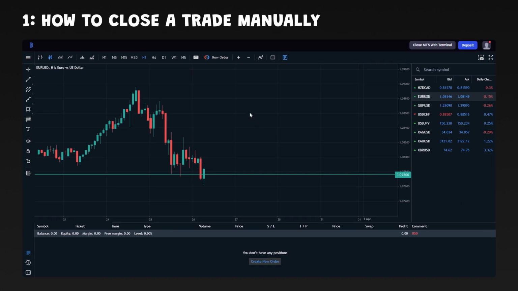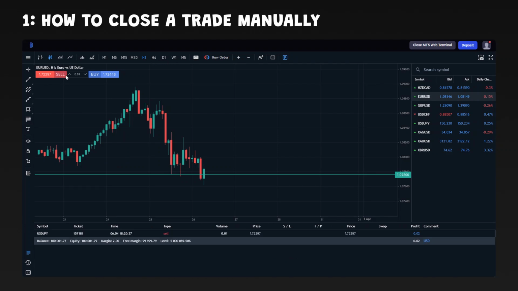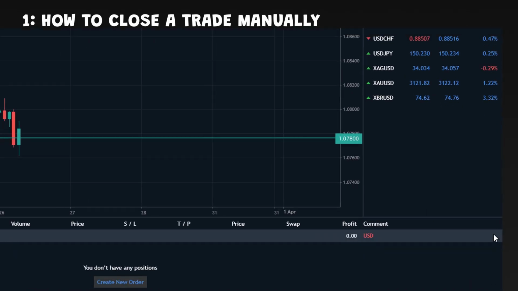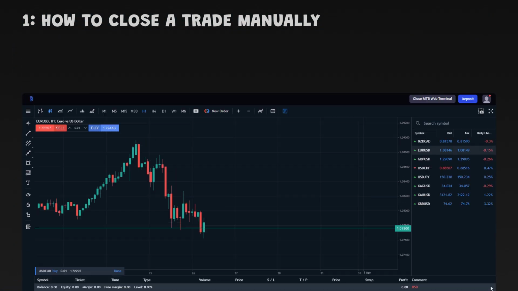1. How to close a trade manually. Traders can close trades manually to lock in profits or cut losses. To do that, you need to move the cursor to the bottom of the platform and click the cross icon to the right of the trade you want to close.